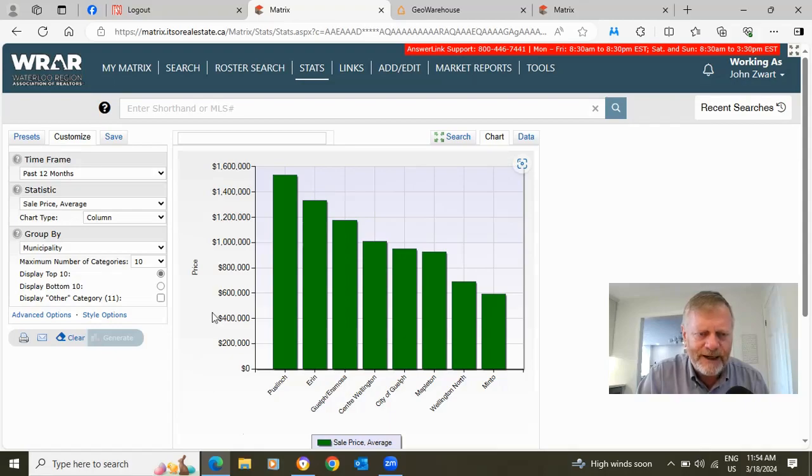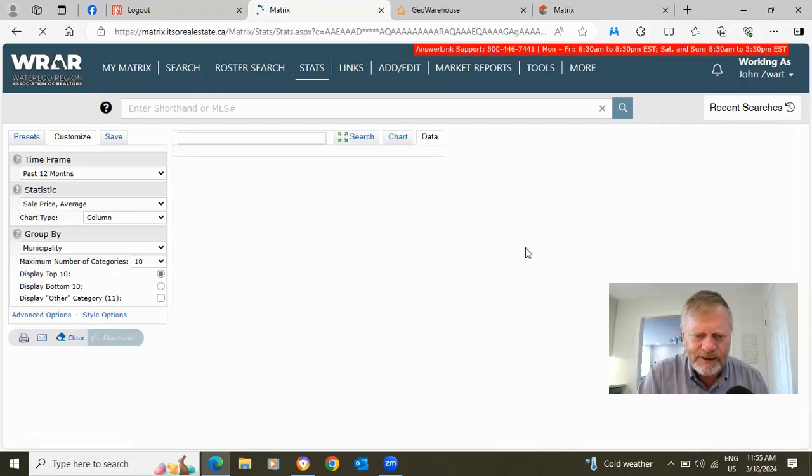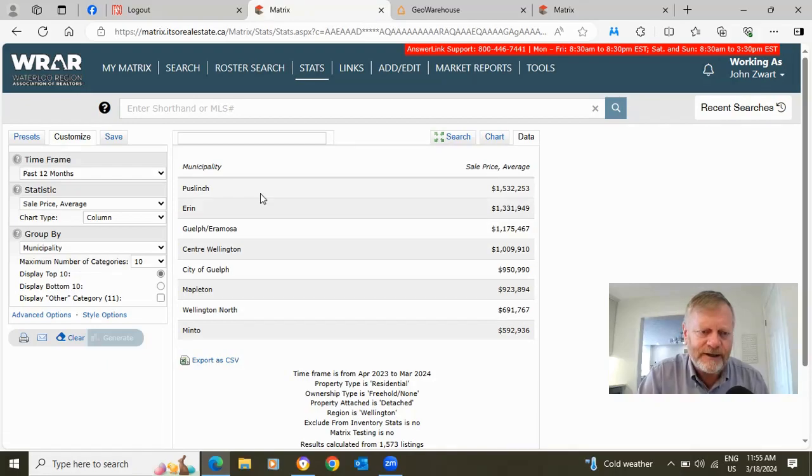pretty consistent. But right now, over the last 12 months, we're looking at Puslinch being the highest valuation, followed by Erin, and then the area around the city of Guelph, which we call Guelph Eramosa. That includes the town of Rockwood, and then Center Wellington, and then the city of Guelph. Mapleton is very close to the city of Guelph in terms of valuation. And then you get quite a drop off, Wellington North and Minto being the most affordable options for housing in the county.